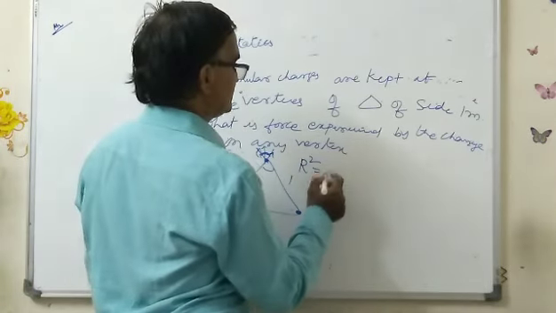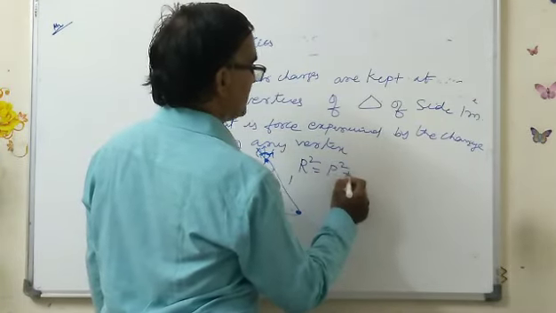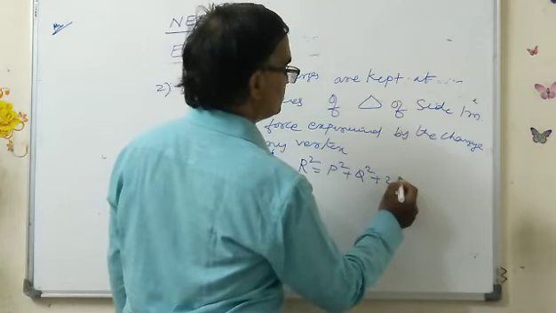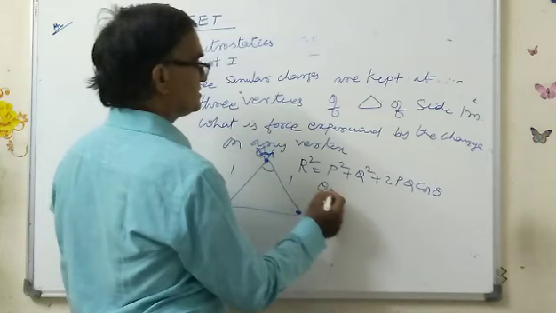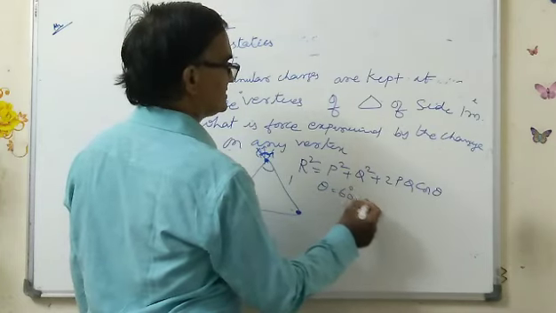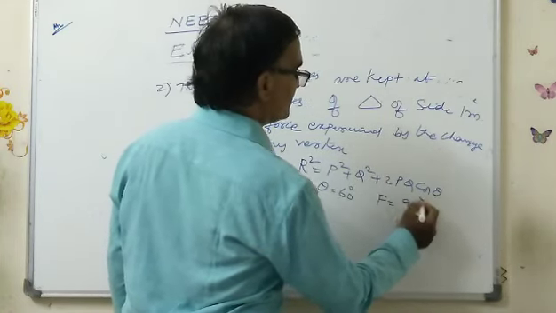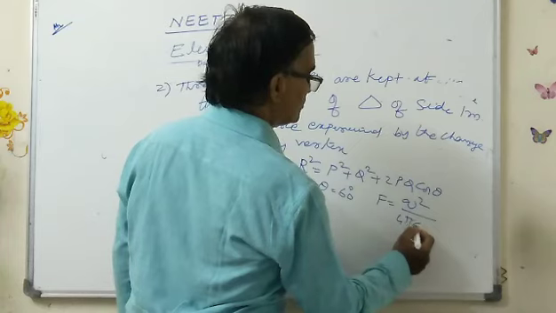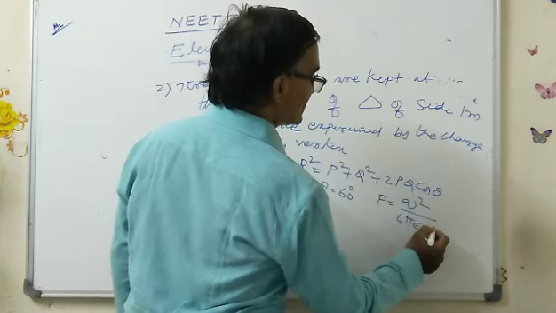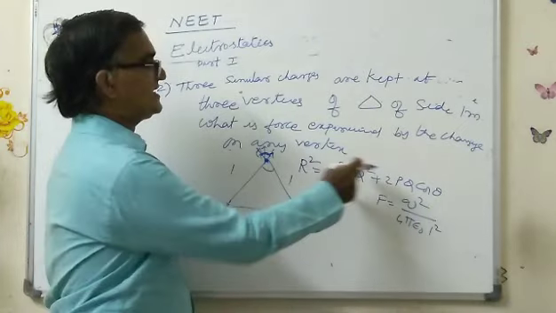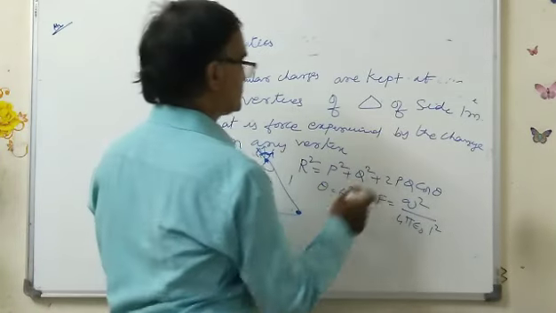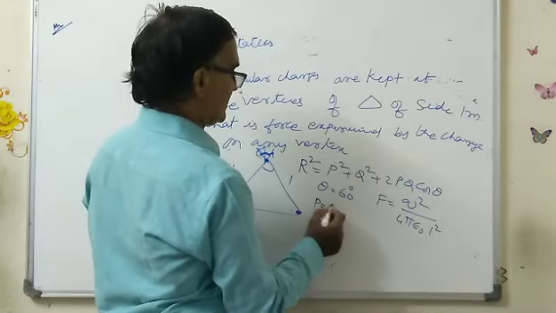Then what is the resultant vector? R square is equal to P square plus Q square plus 2PQ cos theta. Here angle how much? 60. Charges both are same only. Q square by 4 pi epsilon naught. R square means 1 square. Now theta how much here? 60 degrees. Suppose if you substitute 60 here, P and Q both are equal.